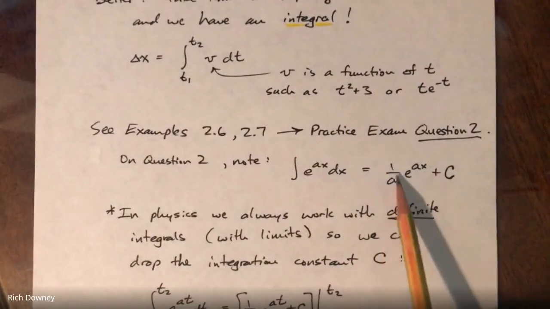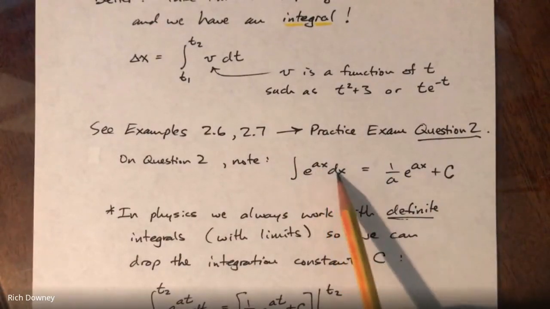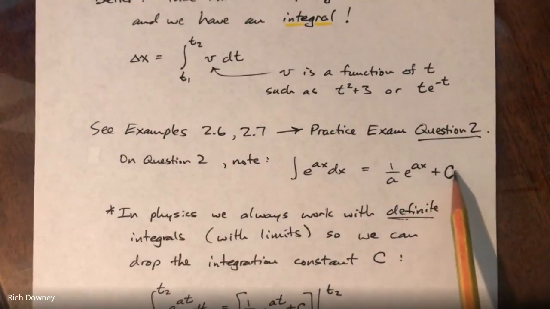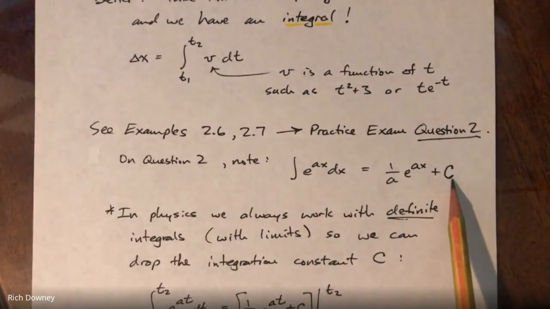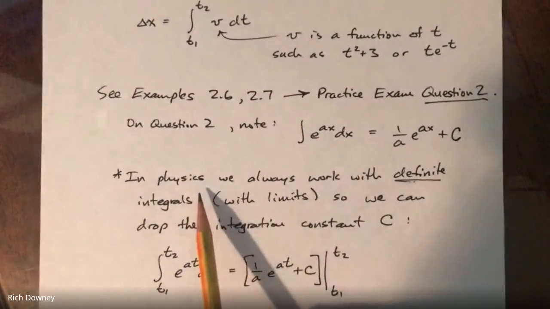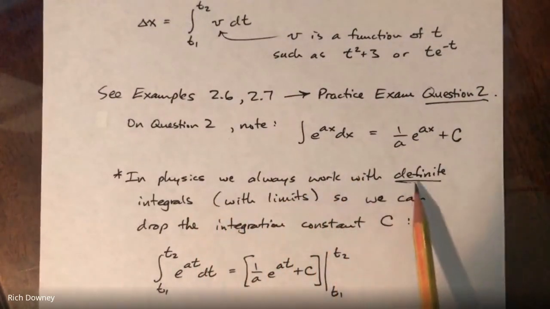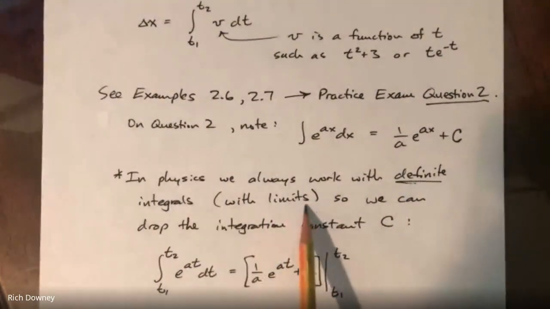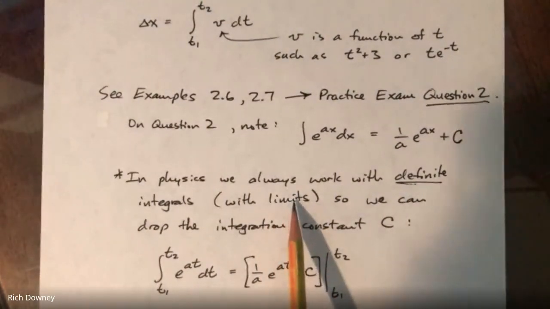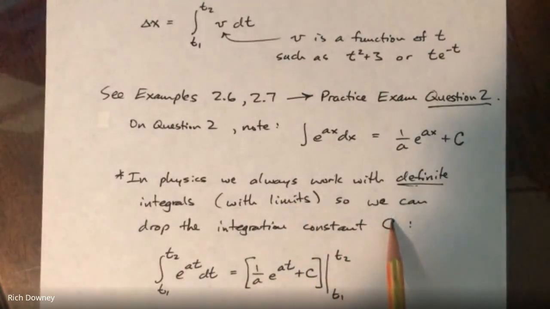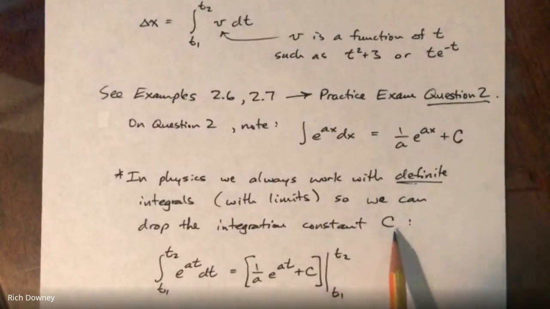So anyway, if we integrate e to the ax dx, we'll get 1 over a times e to the ax plus some integration constant. Now, the nice thing about integrals in physics is that we never have to worry about the integration constant because we're always working with definite integrals. In other words, they have limits. We always have limits of integration in physics. And so the integration constant actually drops out.